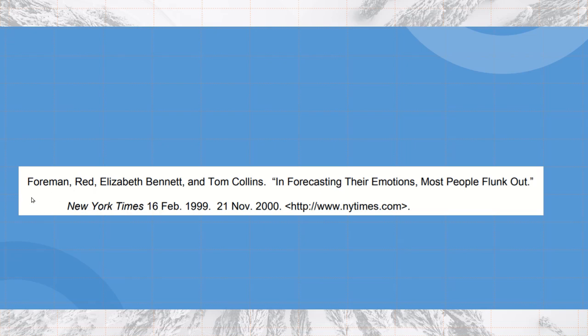Hanging indent, important for the entry on the works cited page. Foreman, Red, Elizabeth Bennett, and Tom Collins in Forecasting Their Emotions. Looks like it's an article in the New York Times. Right? You can tell by that, the New York Times. Article title, smaller thing, right? New York Times italicized, bigger thing. The article title, quotation marks, because it's smaller.